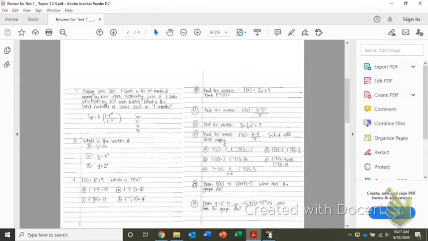Number 7 says, Bobby sold 300 t-shirts in the first month of opening his new store. Historically, sales of t-shirts will fall by 15% each month. What is the total number of shirts sold in 4 months? Okay, so we already did this in number 1, just a different scenario. So we are looking for S4.